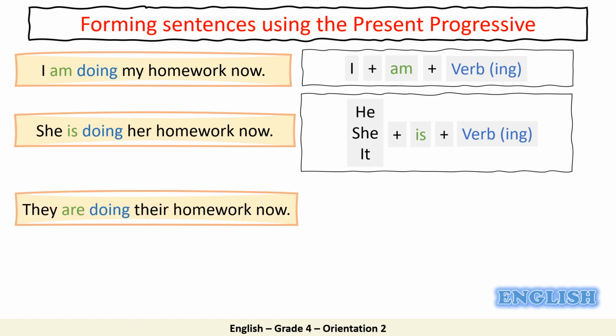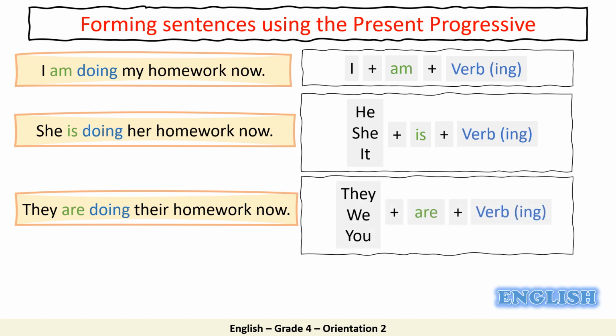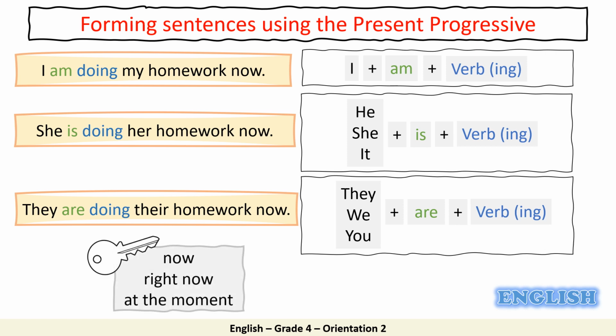Next, they are doing their homework now. We form it by using they, we, or you, or names of two people or more, plus are plus the verb in the ing. We use this tense to talk about temporary actions or actions that are happening at the moment of speaking. And the keywords are now, right now, at the moment.